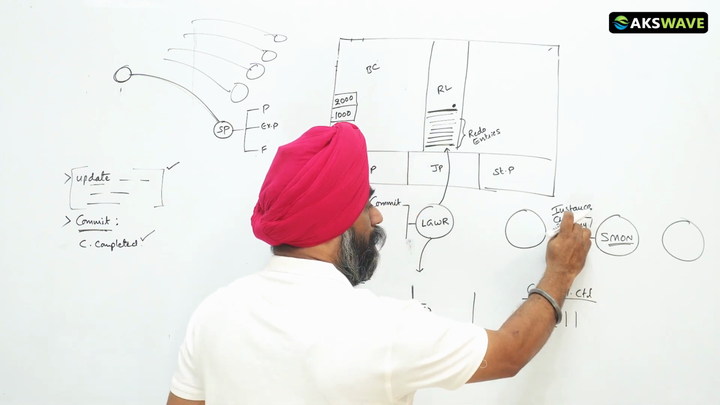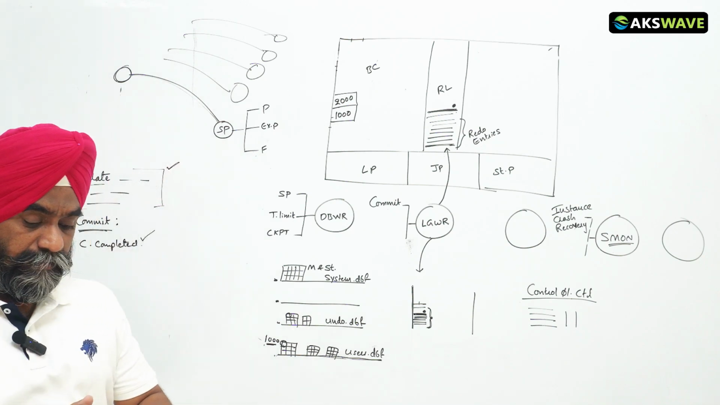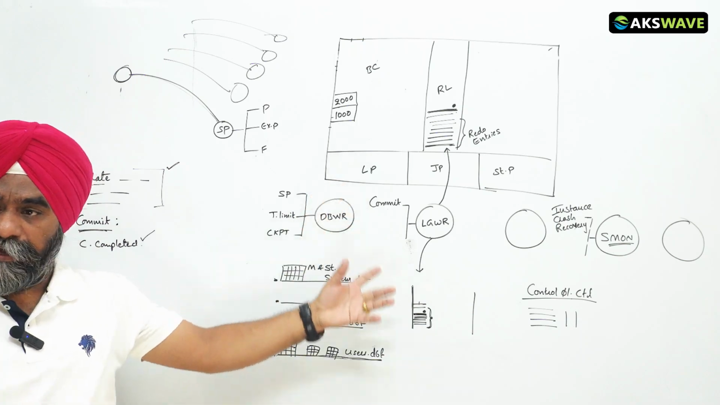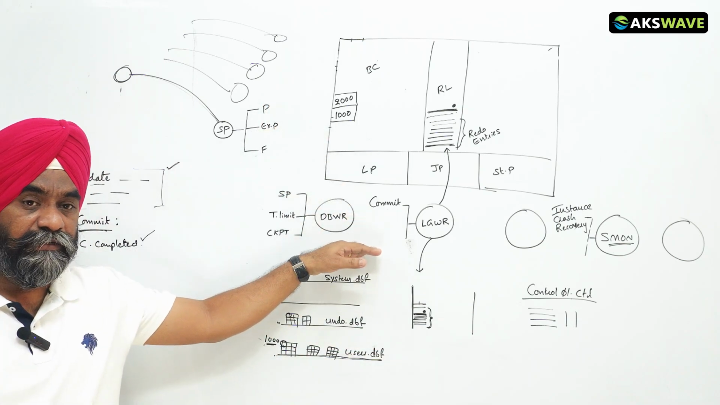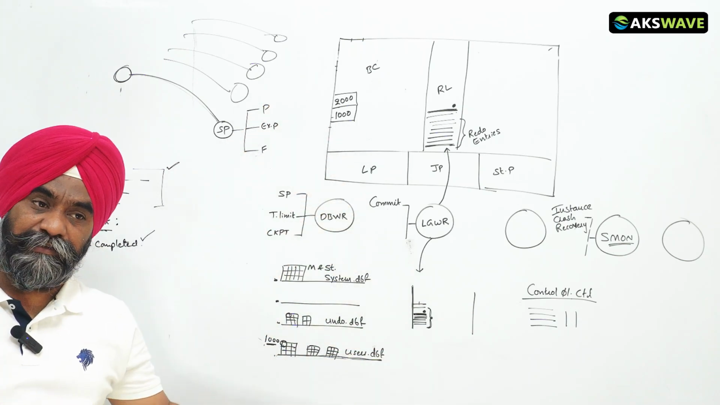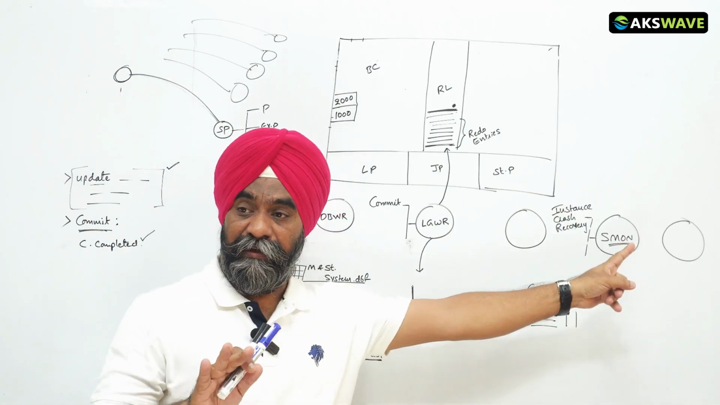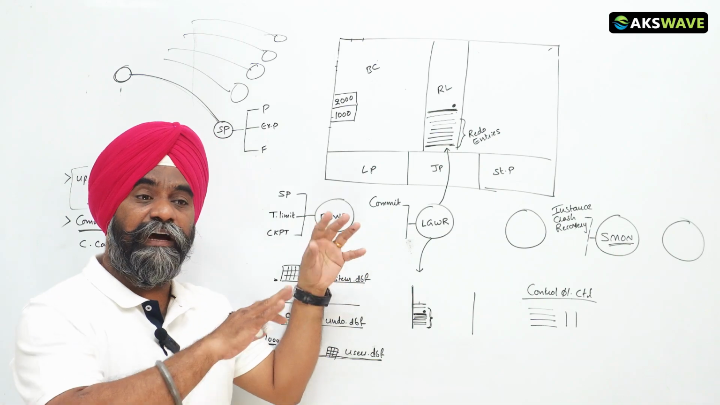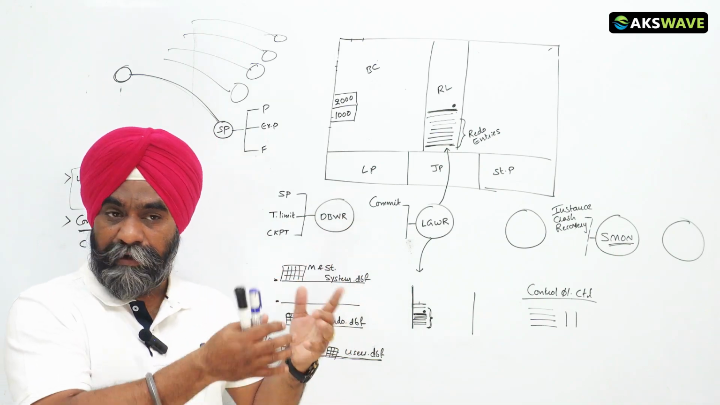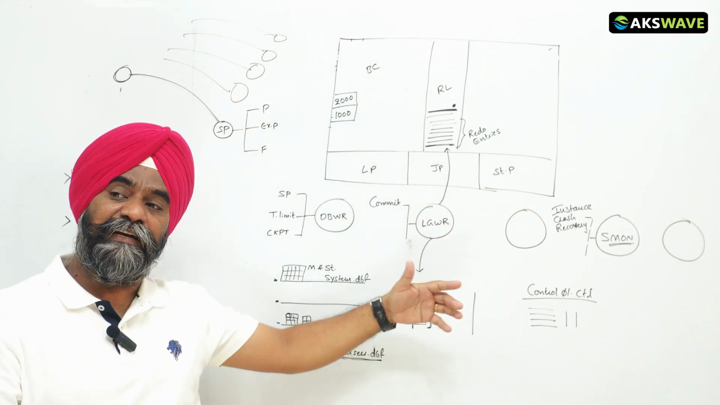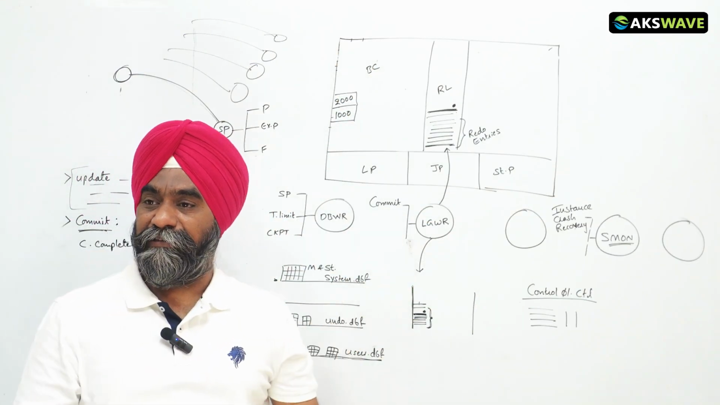Yeah, instance crash recovery. Whenever your instance crashed, only the instance crashed or your server crashed, right? Because these processes are mandatory. If this process got terminated or crashed, automatically your whole instance gets crashed. These are mandatory, must.